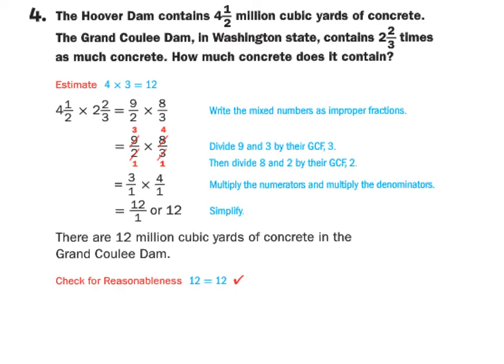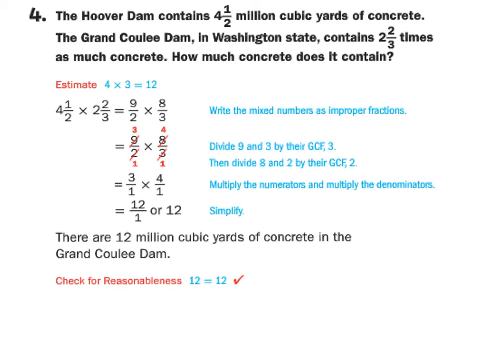All right, let's take a look at another problem. The Hoover Dam contains 4.5 million cubic yards of concrete. The Grand Coulee Dam in Washington State contains 2 2/3 times as much. How much concrete does it contain? So we're going to take our 4.5 times 2 2/3.